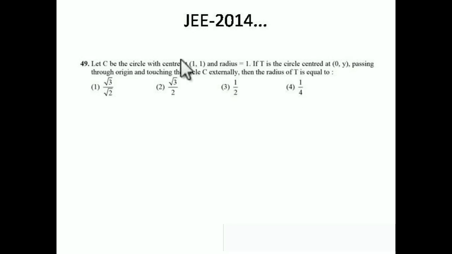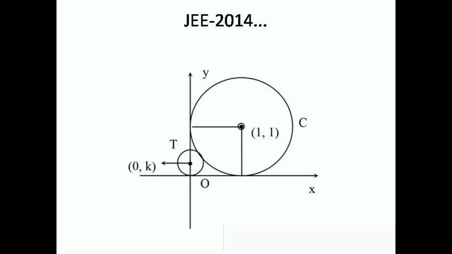Now see, in this type of sum, the most important thing is to draw the correct diagram. Okay, so let's draw it. So this is what we have. We have one bigger circle with center (1, 1) and radius 1. That means that it touches both the axes. So here we draw the circle as described.